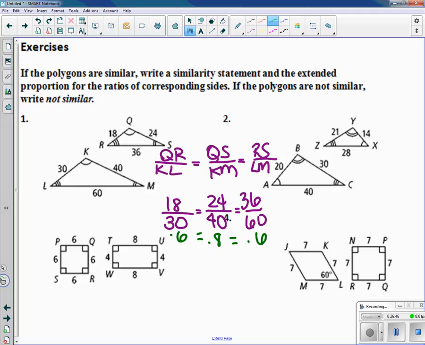Now, they're supposed to be what? Equal, right? Are all of these ratios equal? No. So guess what? It is not similar. Did you get 0.6 for this one or 0.8? 24 over 40? You said 0.8. Try to get it. 24 divided by 40. Oh, 0.6. So they are all equal.